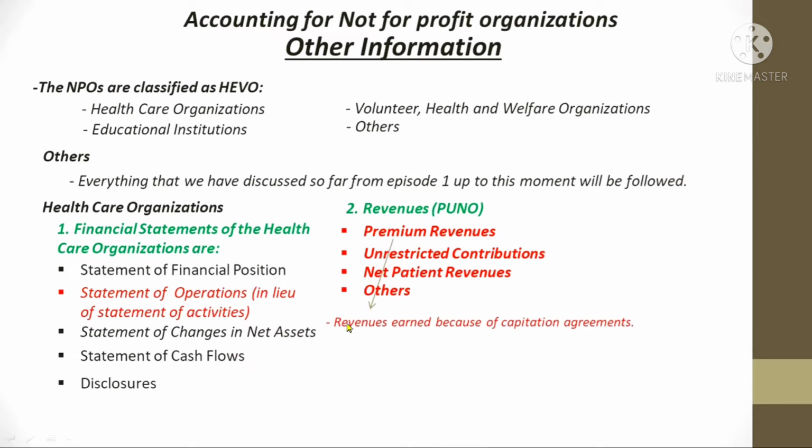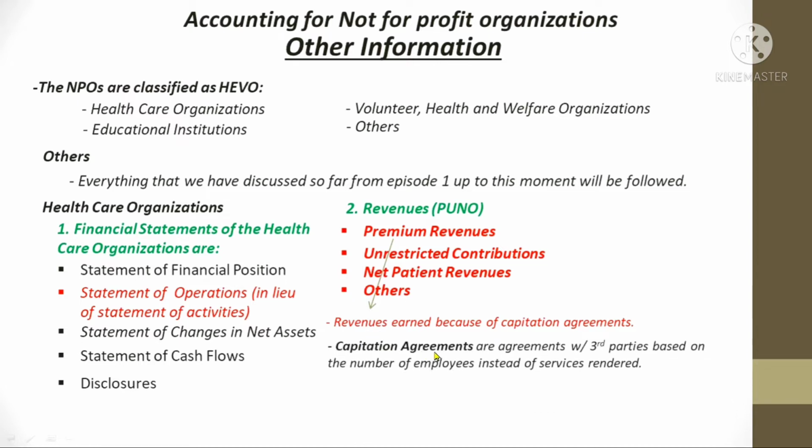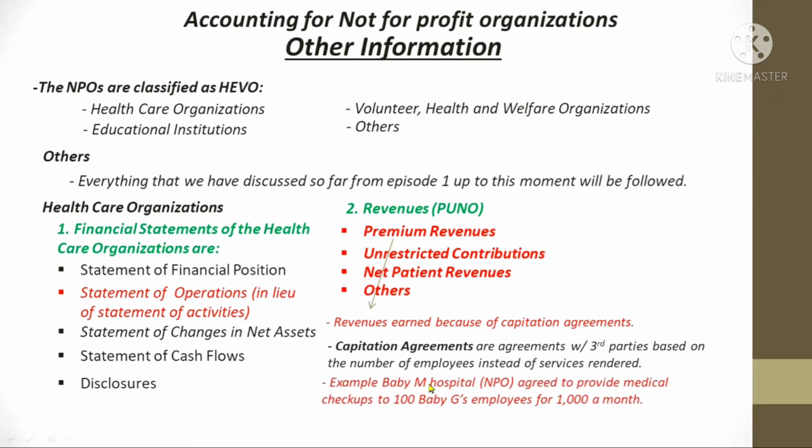These are revenues earned because of capitation agreements. So what are capitation agreements? Capitation agreements are agreements with third parties based on the number of employees, for example, instead of services rendered by the NPO hospital. So we have here an example. Baby M Hospital, an NPO, agreed to provide medical checkups to 100 of Baby G's employees for 1,000 a month for each employee. So here, the premium revenue is 100 employees times 1,000, and that's 100,000.